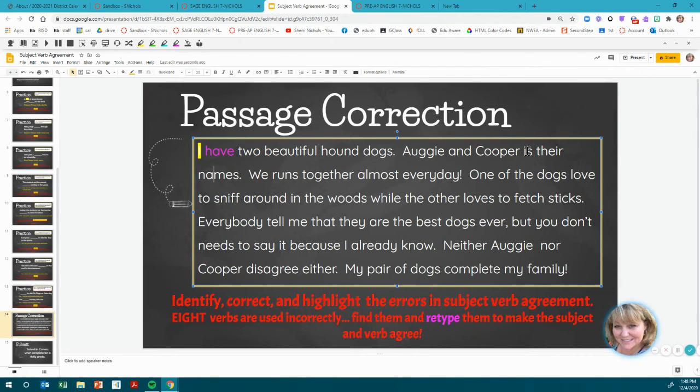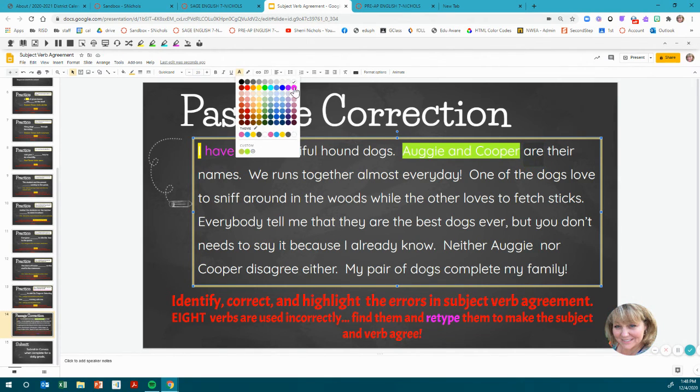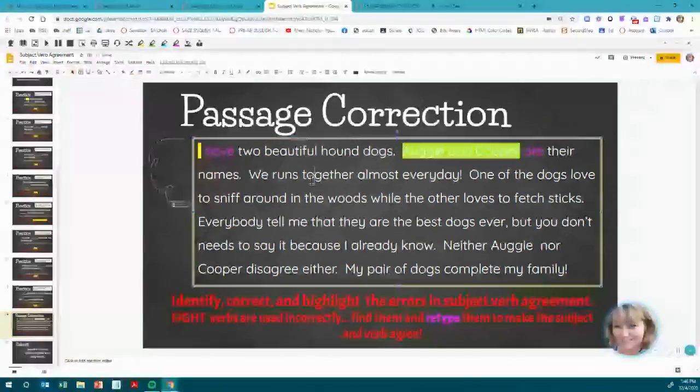So Augie and Cooper is your subject. So I'm going to highlight that. And is would be wrong. So I'm going to retype it, A-R-E. Let me go ahead and change the text color. Augie and Cooper are their names.